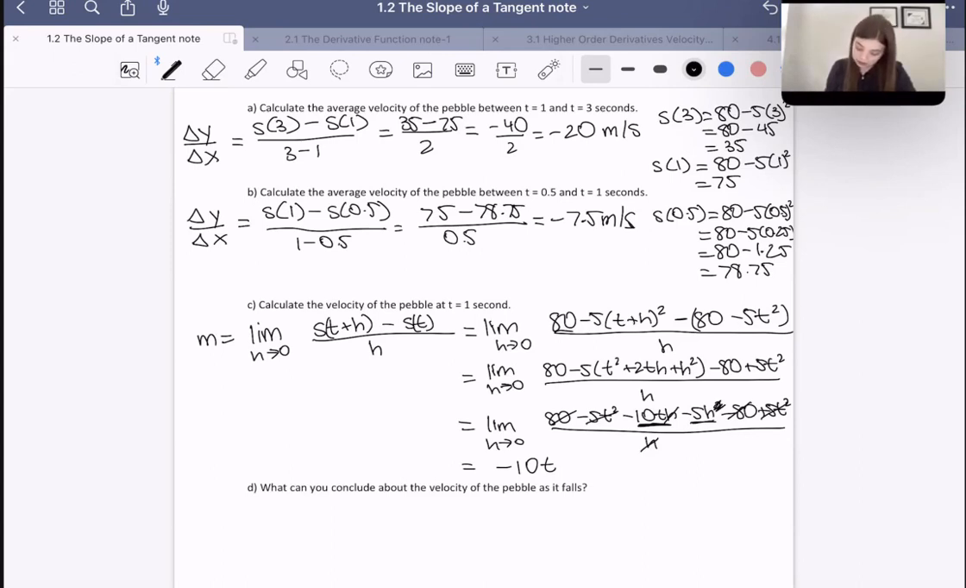Part D asks, what can you conclude about the velocity of the pebble as it falls? And what we can conclude is that the pebble falls at a faster and faster rate the further down it gets. At first, it's only falling on average minus 7.5 meters per second, then minus 10t, which if the time is 1 second would just be negative 10 meters per second, because t is 1. And then after that, it's falling minus 20 on average from 1 to 3 seconds. So it's falling faster and faster downwards as time goes on. And that's the main conclusion that we can get here.